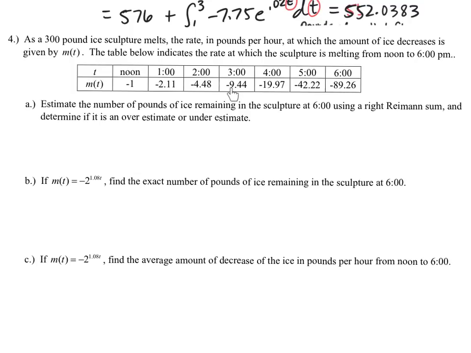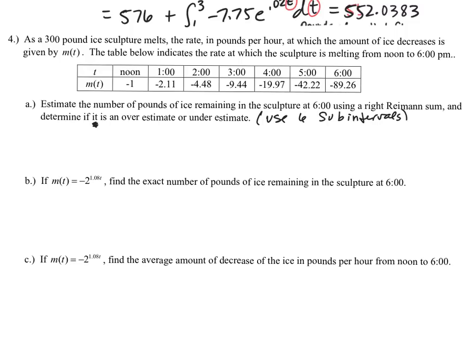Okay, so letter A says estimate the number of pounds of ice remaining in the sculpture at 6 o'clock using a right Riemann sum, and then determine if it, the Riemann sum, is an overestimate or an underestimate. Now, one thing I neglected to tell you is how many subintervals. So let's go ahead and use 6 subintervals.